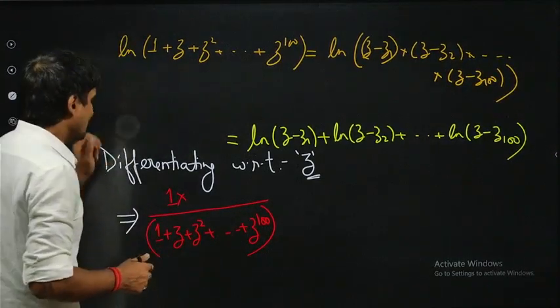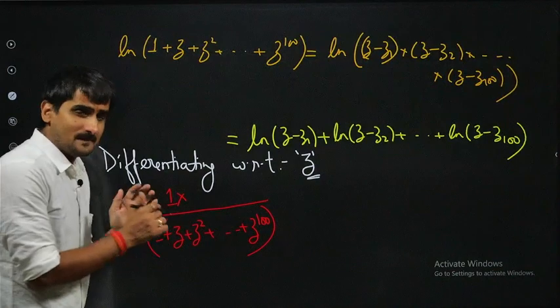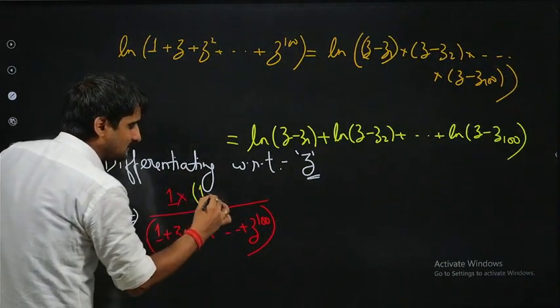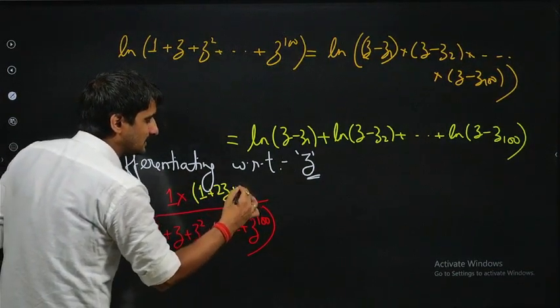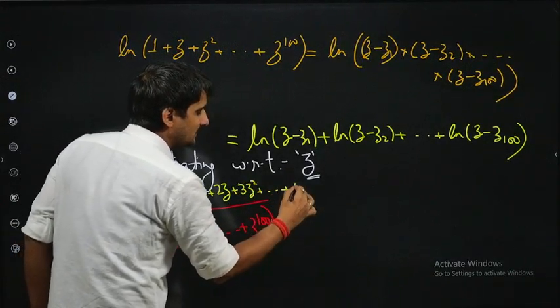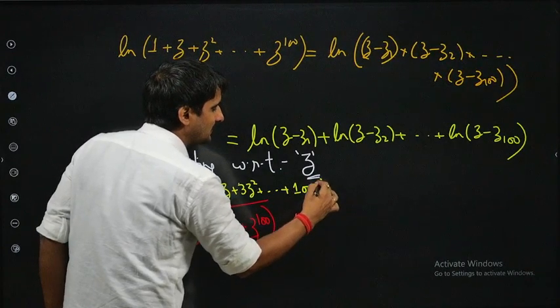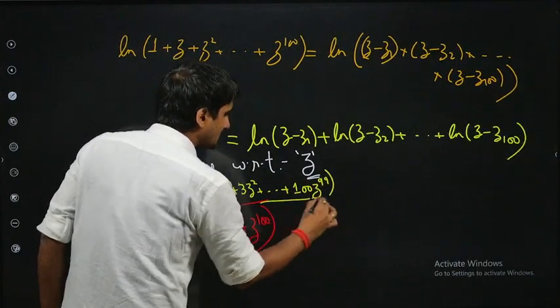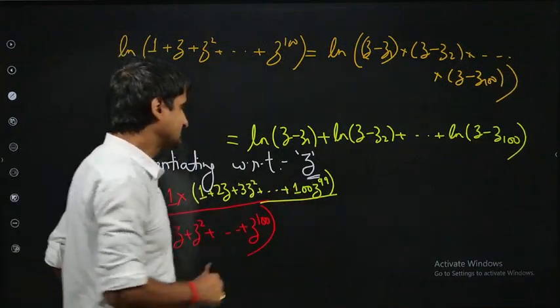what we will write here? Okay, derivative of 1 is 0 plus derivative of z is 1, z square is 2z, z cube is 3z square, and so on. Z to the power 100 is 100 into z to the power 99. That's your LHS. Now let's come to the RHS.